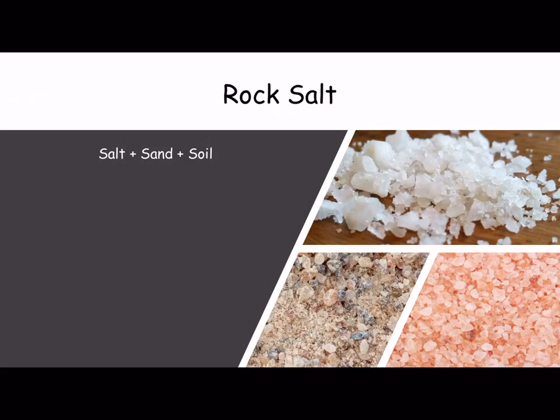So what is rock salt? It's salt, sand, and soil. So when we go and buy our salt in the shops, if we think back to the very beginning of where that came from, it actually came as rock salt. So miners would actually have to mine rock salt. What they use rock salt for is gritting during the winter time. They put it on our roads to help prevent a buildup of ice and freezing.